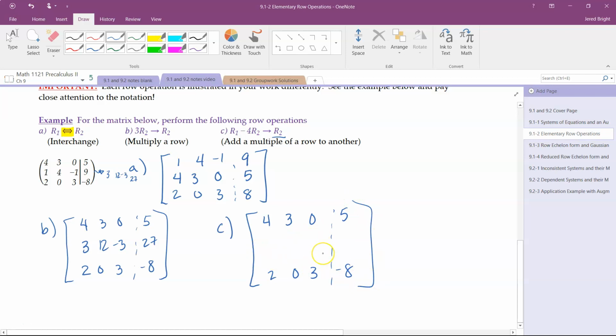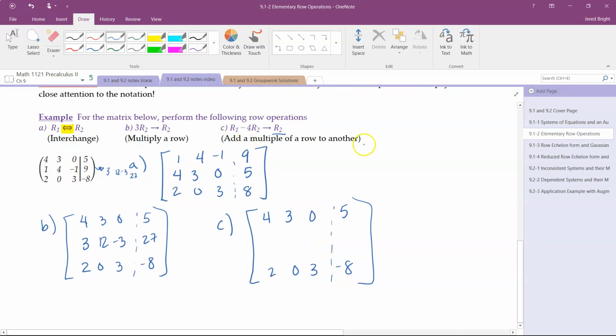Now for row 2, you can either go off to the side and do the math independently. Row 1 is 4, 3, 0, 5, and you're going to add to it negative 4 times row 2, so row 2 times negative 4: negative 16, 4, and then minus 36. Add that, and you get 0, minus 13, 4, and minus 31. And that's going to go here: minus 13, 4, minus 31.